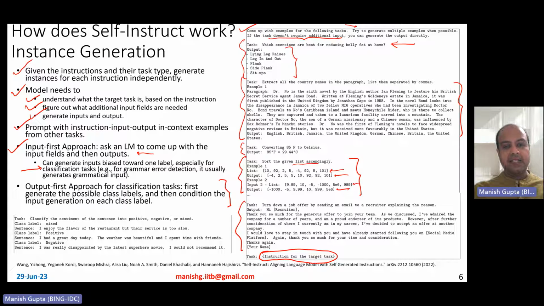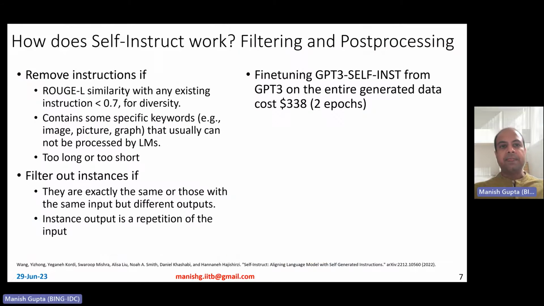Here is another example of output-first generation. Of course, the few-shot examples also need to be given in that way, so as to motivate the model to do the output-first approach. Classify the sentiment of the sentence into positive, negative, or mixed. And then you say the class label is mixed. So then for the sentence, with that mixed class label, the model has to condition on that and generate a sentence which shows a mixed sentiment. Okay, so that's that.